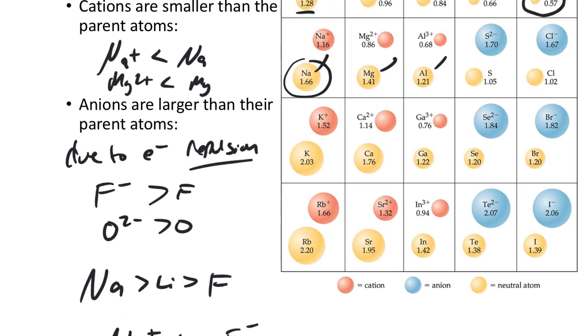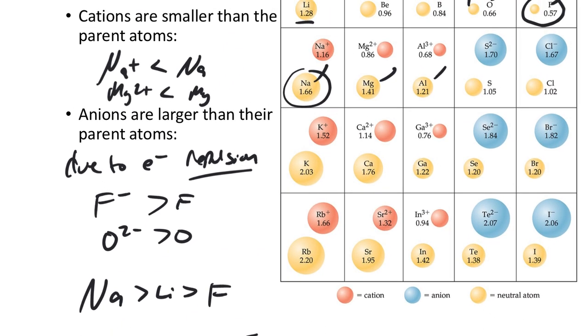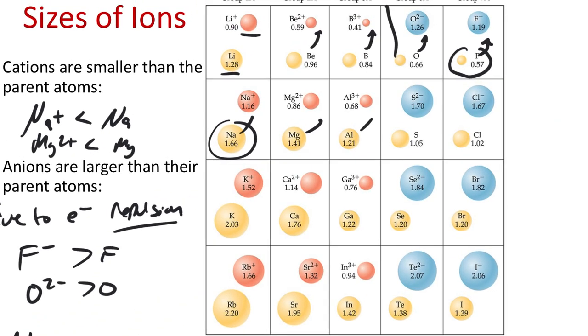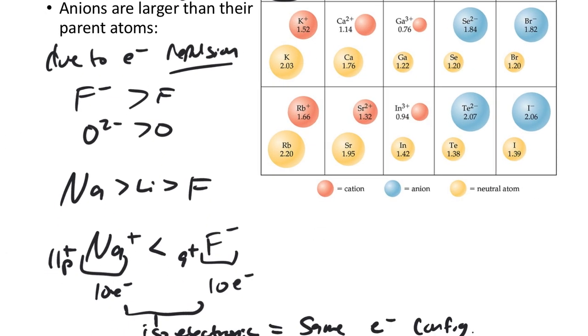So if we double check our chart here, sodium plus is 1.16 angstrom, fluoride is 1.19 angstrom. So fluoride's not much bigger, but it is bigger. So fluoride is bigger than sodium plus, despite the fact that fluorine with a neutral charge is a lot smaller than sodium with a neutral charge.